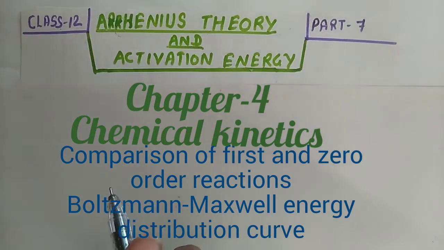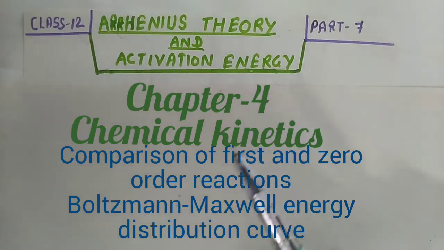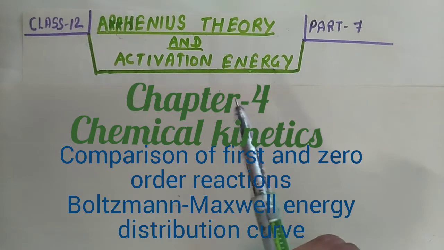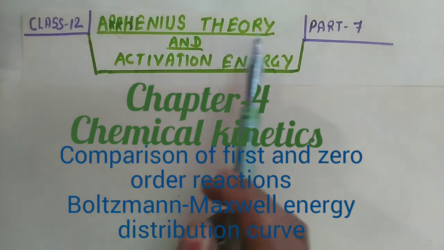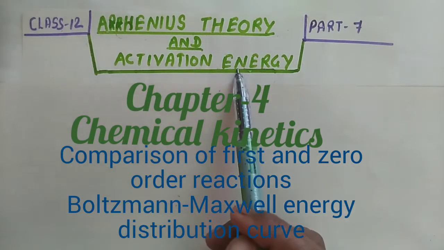Friends, welcome to Neuron Chemistry class. We are studying chapter 4, Chemical Kinetics. In this video we will discuss the Arrhenius theory and the activation energy.